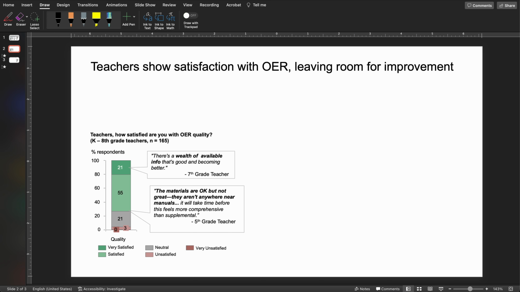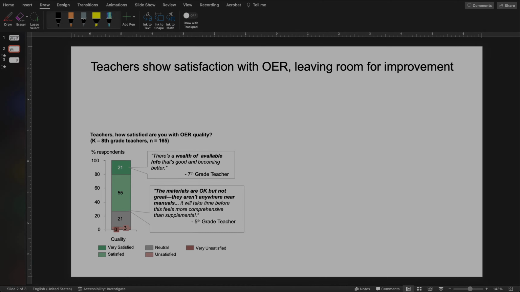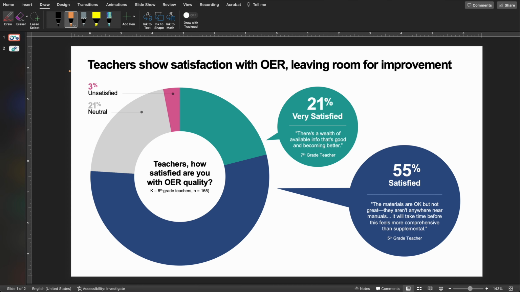I went ahead and reworked these ahead of time, so let's talk about my changes and how they make it pop. So here we have slide 1 of 2. It has the same header, and it has the same chart title. But we've redesigned the chart to give it that pop. Being that 76% of teachers are either satisfied or very satisfied with OER, I wanted to make sure that that callout was visually prominent.